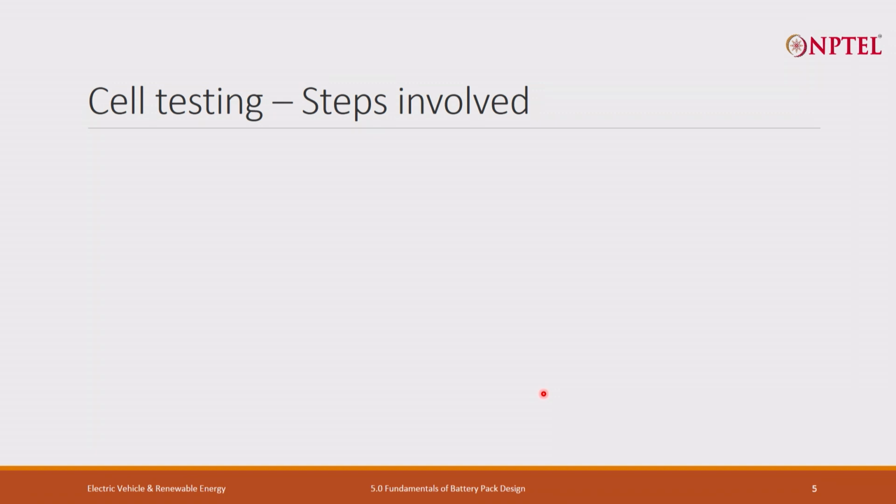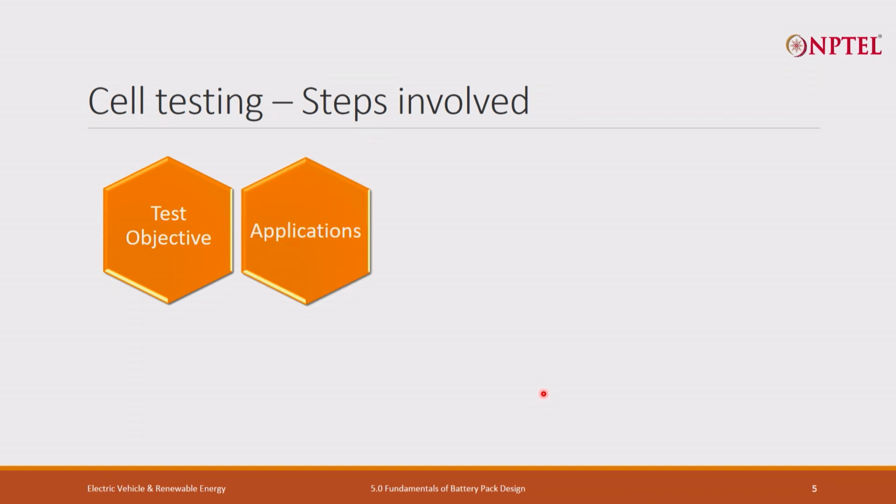Now let's see the cell testing. What are the steps involved in testing a cell? First is the objective. The very important thing is you should know why you are performing a particular test. What will you gain at the end of this test? Then the applications. Once you do the test, what will its results mean to you? Where will you use these results?